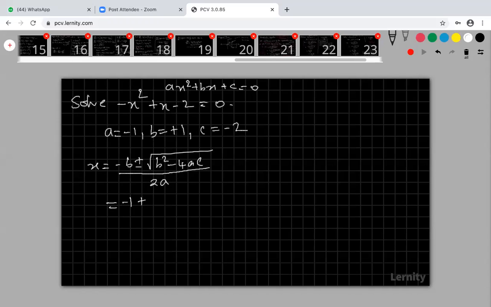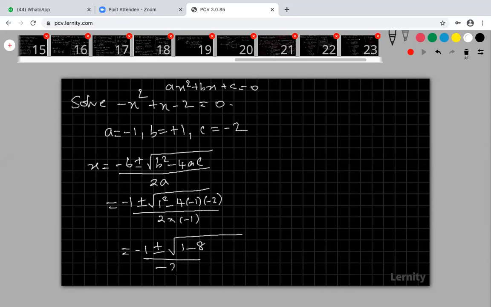Here my b is plus 1. So therefore, I will get minus 1 here because minus b is in the formula. Plus or minus root of b square, 1 square, minus 4ac, 4 into minus 1 into minus 2, divided by 2 into minus 1. So minus 1 plus or minus root of 1 minus, this is minus into minus plus. 4 twos are 8.